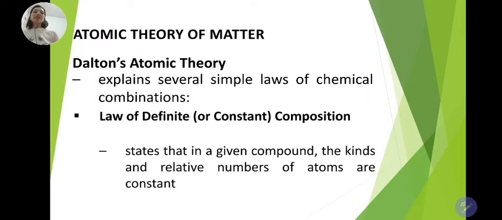So, itong law of definite or constant composition, it states that in a given compound, the kinds and relative numbers of atoms are constant. Dapat, yung isang given compound, constant yung number of atoms niya. Hindi pwedeng mag-iba-iba. For example, water, which is H2O or two atoms of hydrogen and one atom of oxygen, hindi na siya maiiba. Constant na siya. Yun yung sinasabi sa law of definite composition.